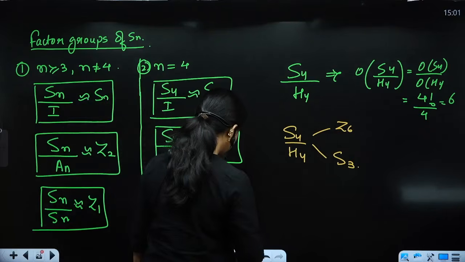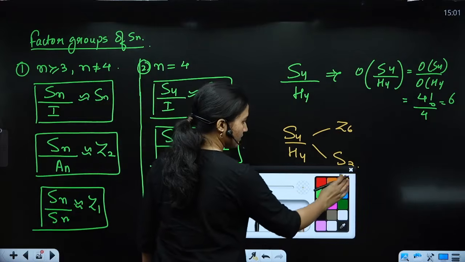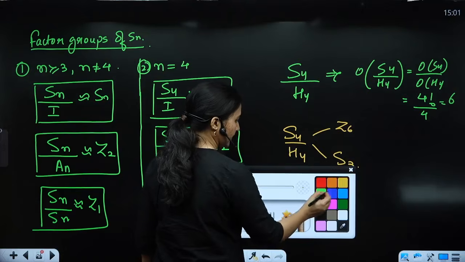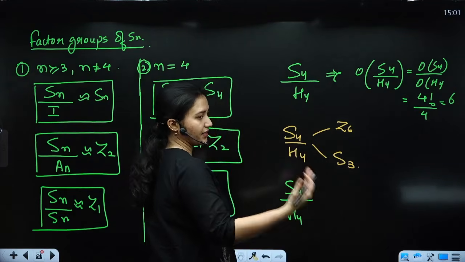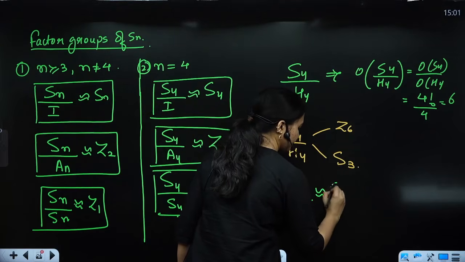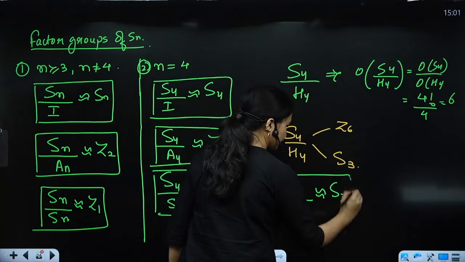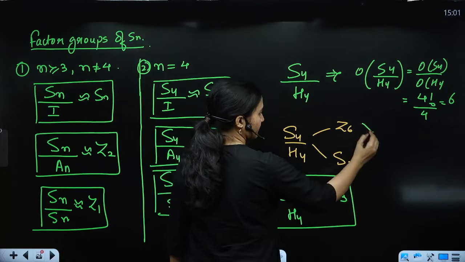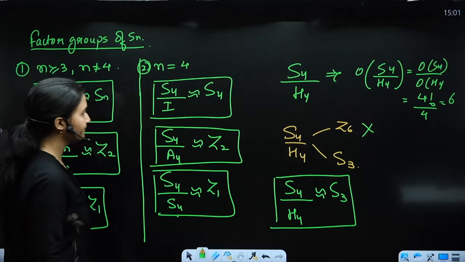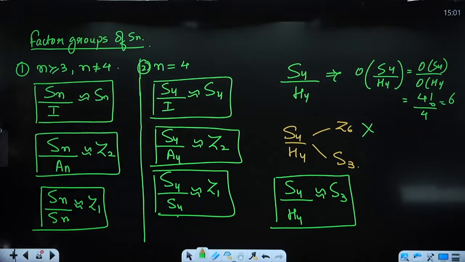So from here we can say that S4 upon H4 is the 4th factor group which is isomorphic to... Not possible. Clear? Now moving on to factor groups of An.